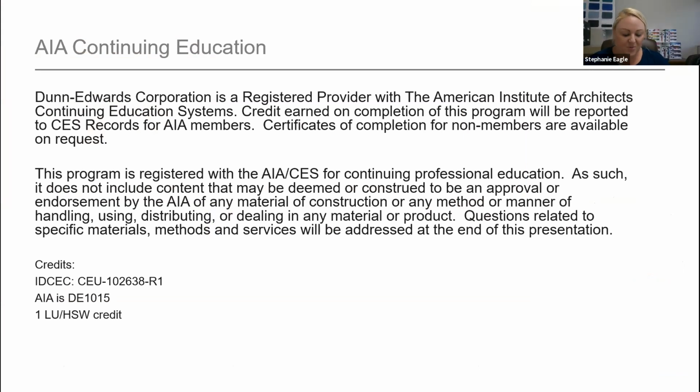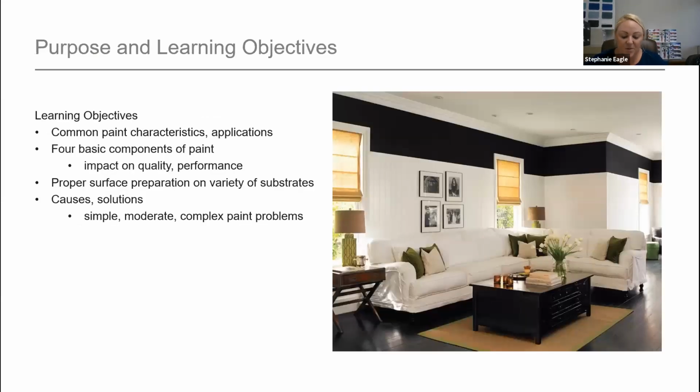This is a credited presentation, so I'm sure you are here for your CEU credits. We will be registering your credits for you or sending you a certification upon completion of the presentation today. We will need to have your full name for your certification, and that will probably be emailed the easiest way. Today we will cover common paint characteristics, applications, and the 4 basic components of paint, proper surface prep, and causes and solutions for paint problems.